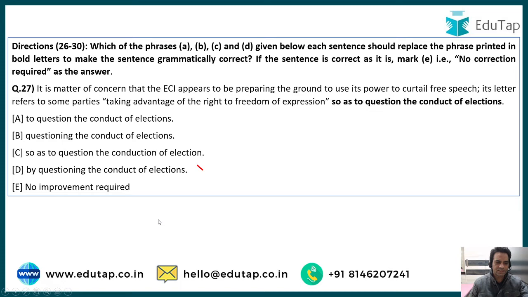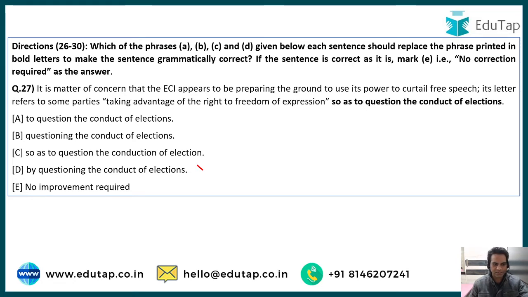It is a matter of concern that ECI appears to be preparing the ground to use its power to curtail free speech. Its letter refers to some parties taking advantage of the right to freedom of expression so as to question the conduct of elections. So as to does not make sense here. So let's look at the options, guys. To question the conduct of elections, that's right. Questioning the conduct of elections could be there.